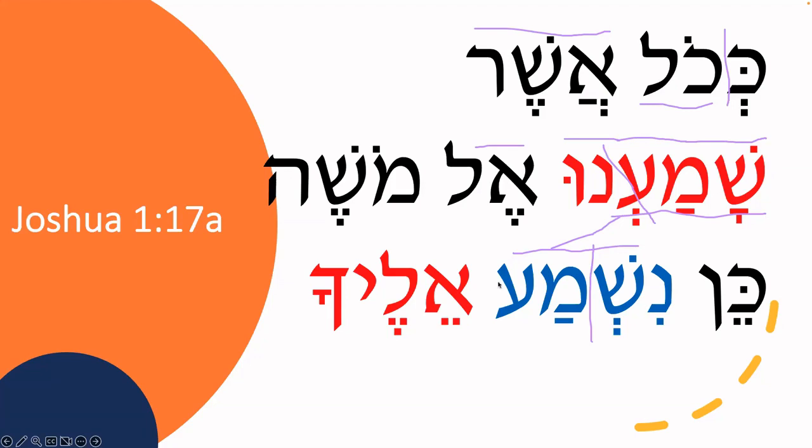We will listen. What's el? To. To you. So just as we listened to Moshe, therefore we will listen to you. Who do you think they're talking to? To Joshua. That's right. Joshua.